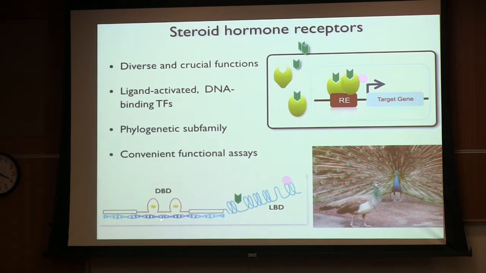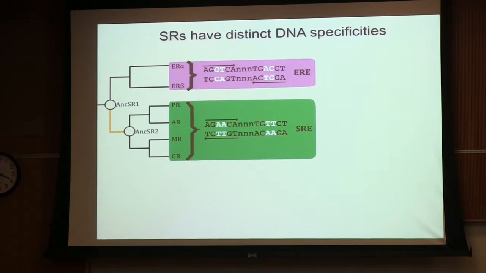This modular domain confers the DNA binding specificity of the protein and therefore the target gene specificity. Because of the modular structural architecture of these proteins, we can mix and match DBDs and LBDs and therefore study their functional evolution independently of each other. Okay. So I talked about functional diversity among the steroid receptors in their ligands that they respond to. Last time.